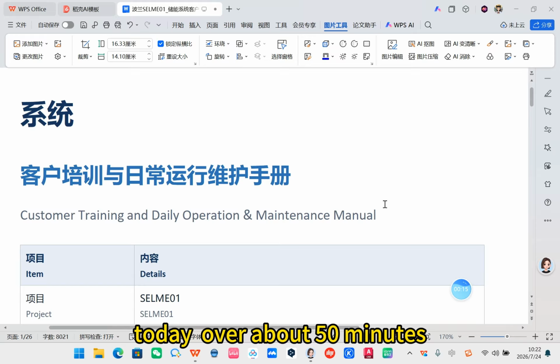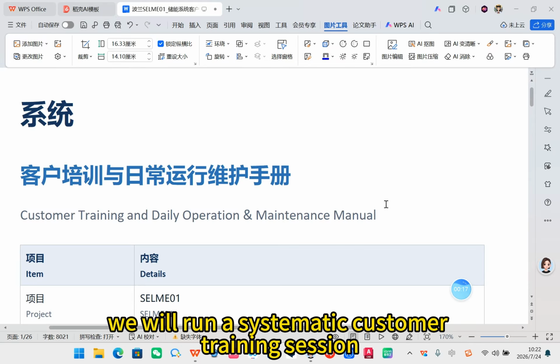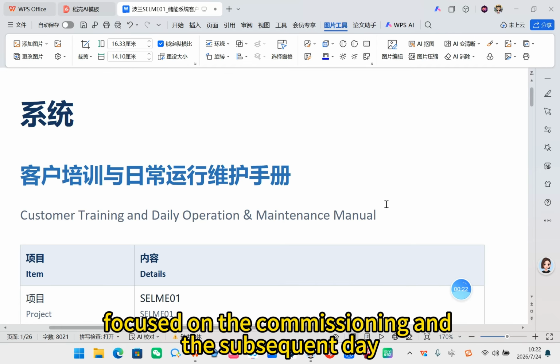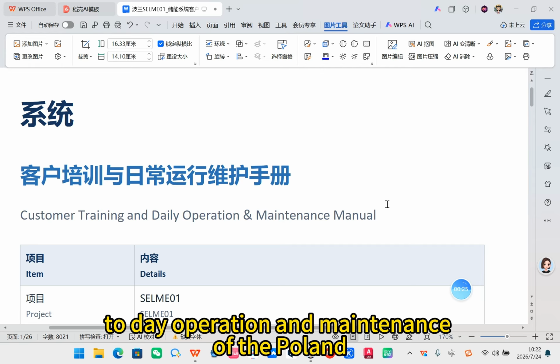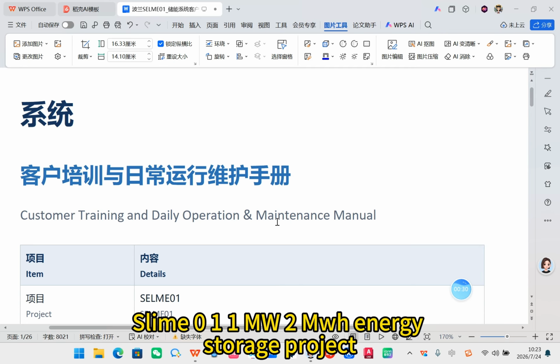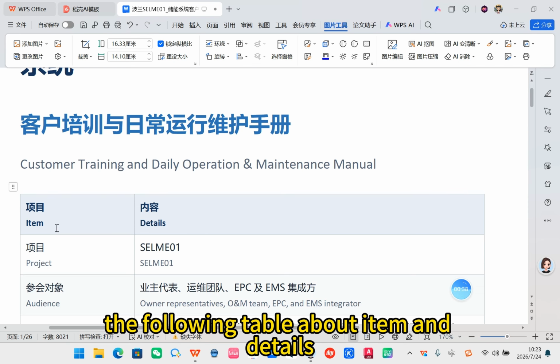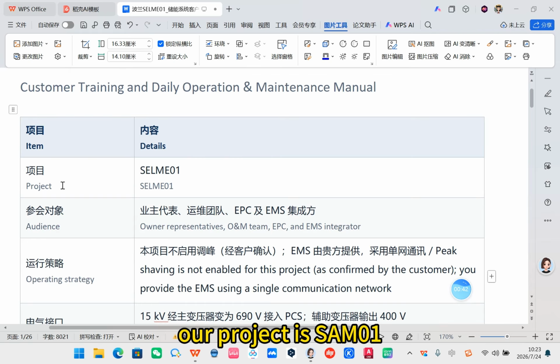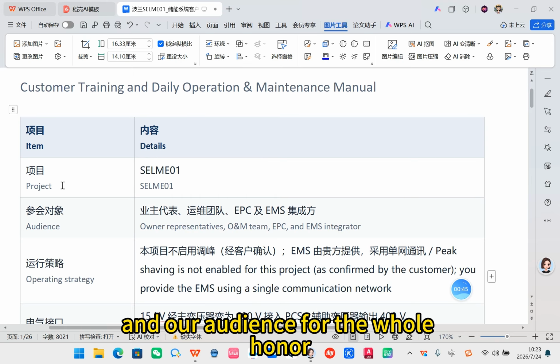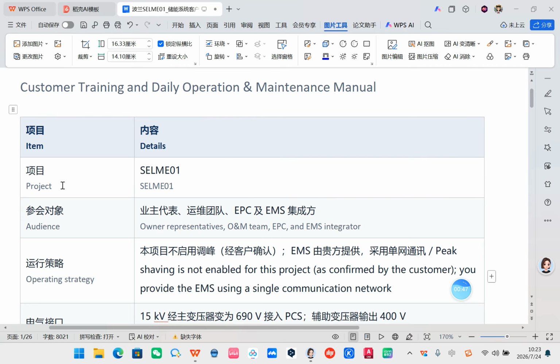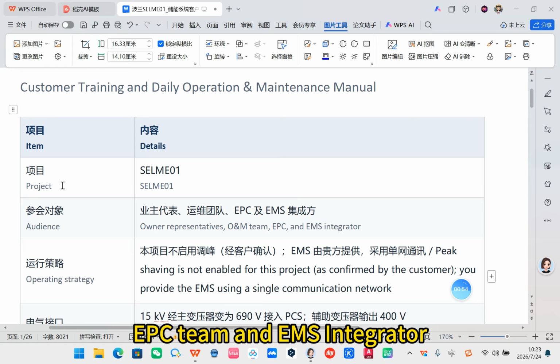Today, over about 50 minutes, we will run a systematic customer training session focused on the commissioning and the subsequent day-to-day operation and maintenance of the Poland SLAM 01 1MW 2MWH energy storage project. The following table has the project details. Our project is SLAM 01, and our audience is the owner's representatives, O&M team, EPC team, and EMS integrator.